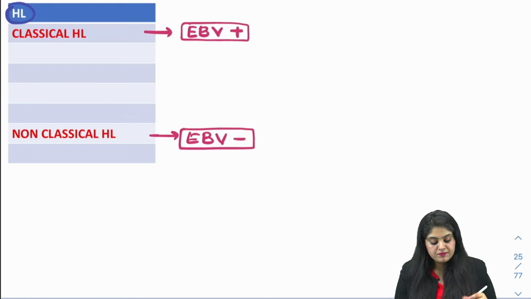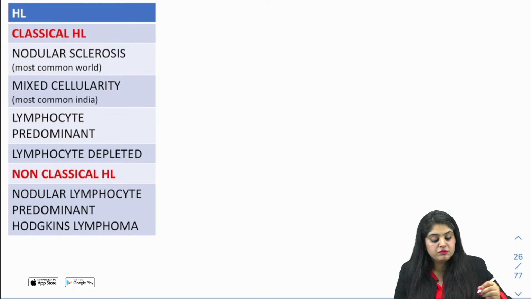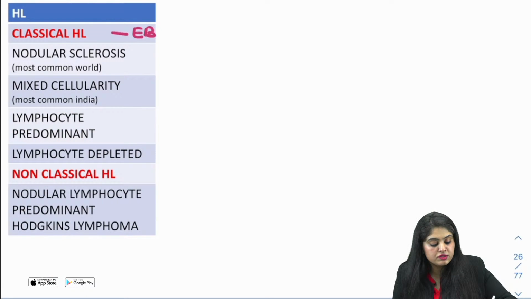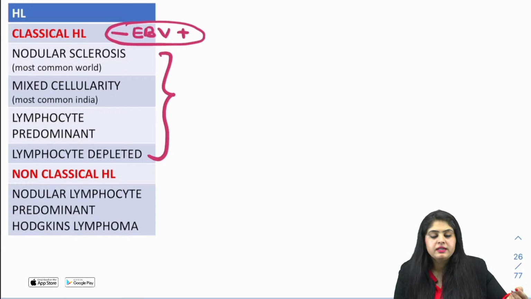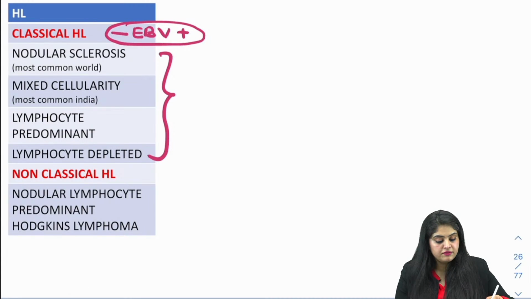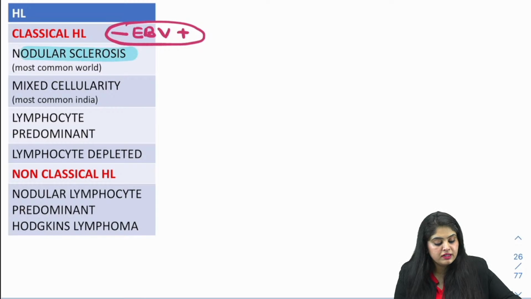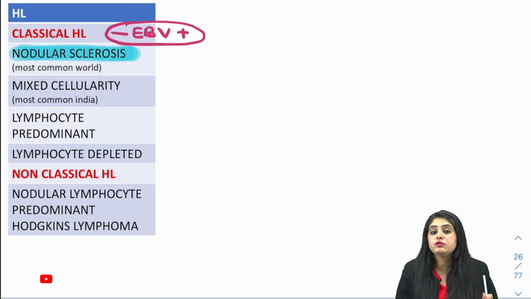Okay, one point is done. Now let's do the names. Which are the ones which are EBV positive? Everything is coming under the classical variety. What all? Nodular sclerosis. Nodular sclerosis is the most common Hodgkin's you find all over the world.